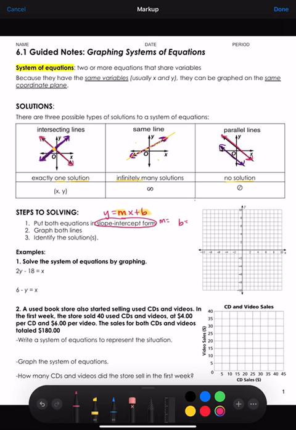So here's an example. It says solve the system of equations by graphing. So we're going to follow the steps above. So step 1 is to put the equations in slope-intercept form, meaning that I want to get the y by itself. So first thing I'm going to do here is add 18 to both sides. And I'm left with 2y equals x plus 18. And then I'm going to divide everything by 2.